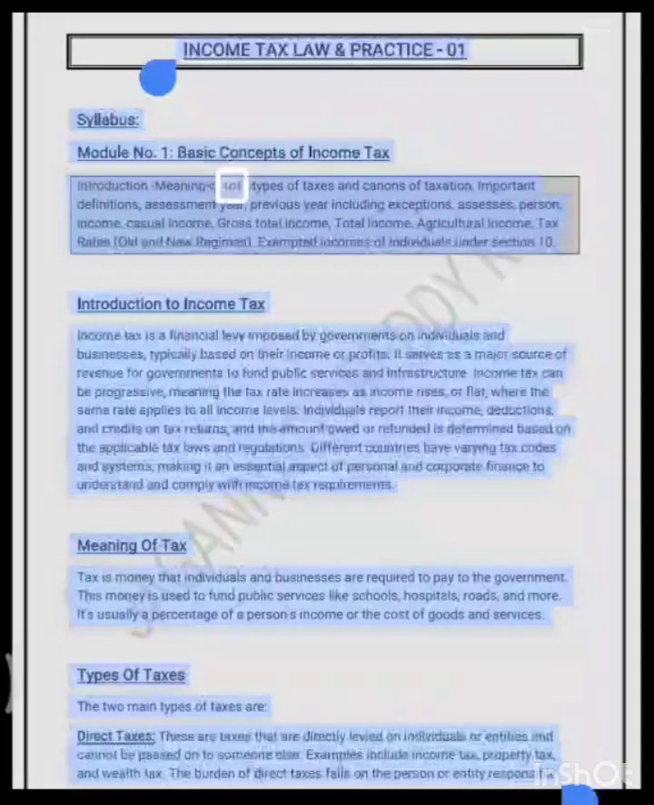Introduction. Meaning of tax, types of taxes and canons of taxation, important definitions, assessment year, previous year including exceptions, assessee, person, income, casual income, gross total income, agricultural income, tax rates, old and new regimes. Exempted incomes of individuals under Section 10.